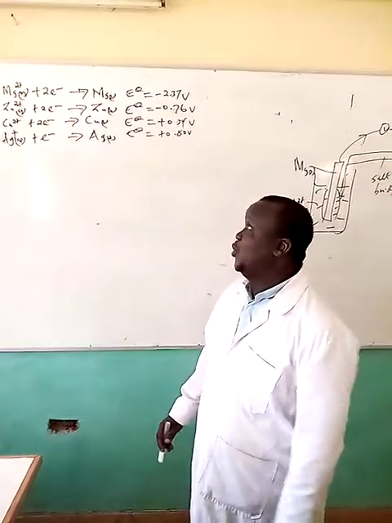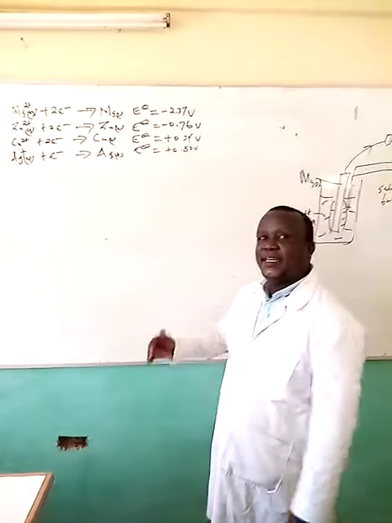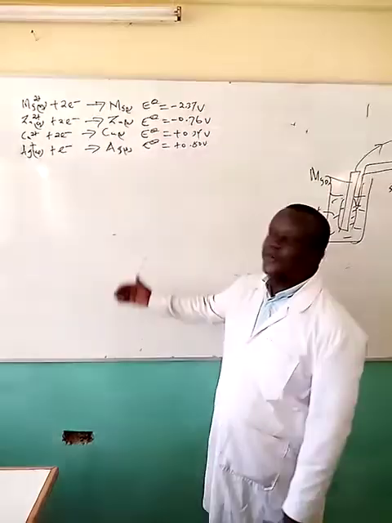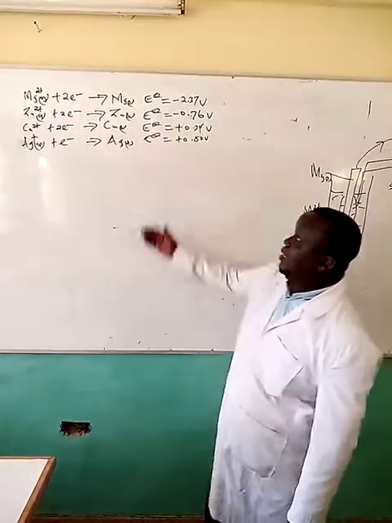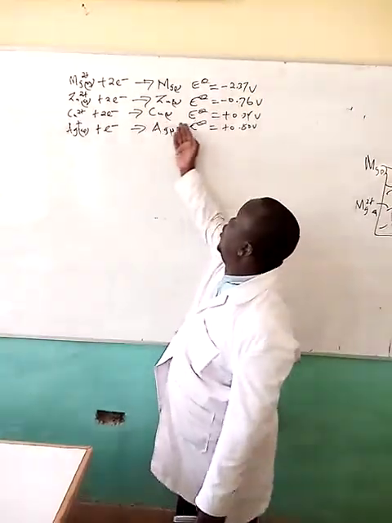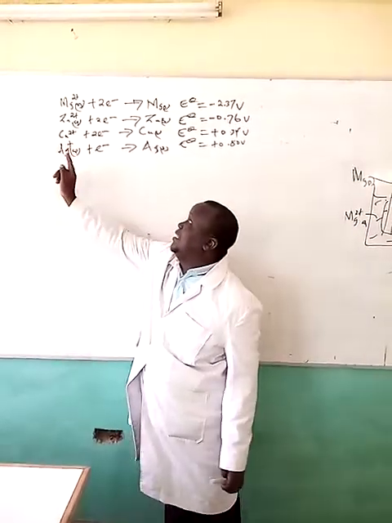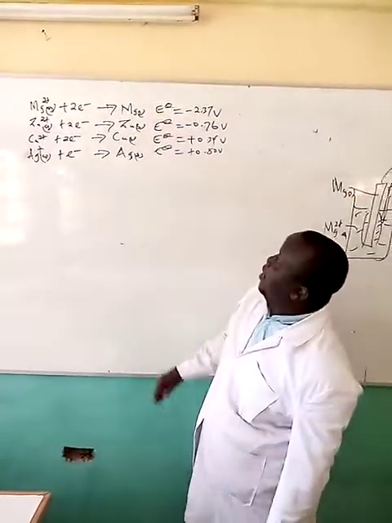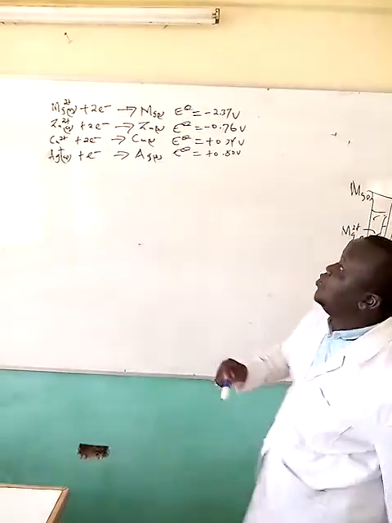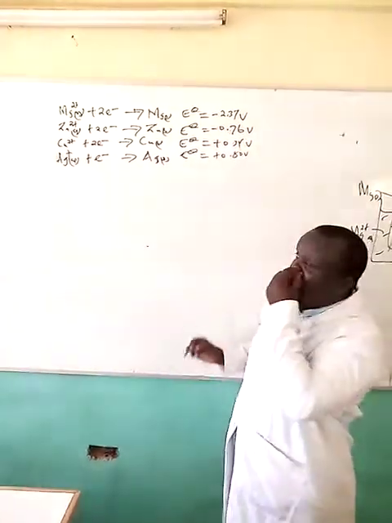In our previous lesson, we learned that the hydrogen half cell can be used to obtain the standard electrical potentials of different chemical species, like what you're seeing on the board. We have magnesium, zinc, copper, and silver. In our previous lesson, we also learned the reason why some are negative and some are positive.